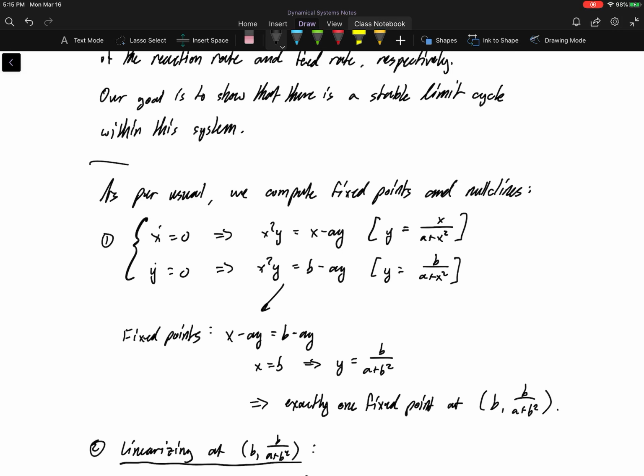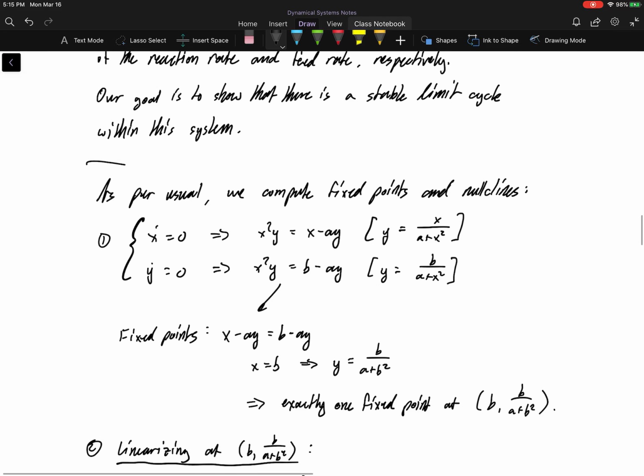So we're going to go ahead and set our vector fields to 0, and we'll pick up our nullclines that way. So this first equation, right up here, is going to be our vertical nullcline, because we're killing off the x dot component, and the equation down here is going to be our horizontal nullcline.